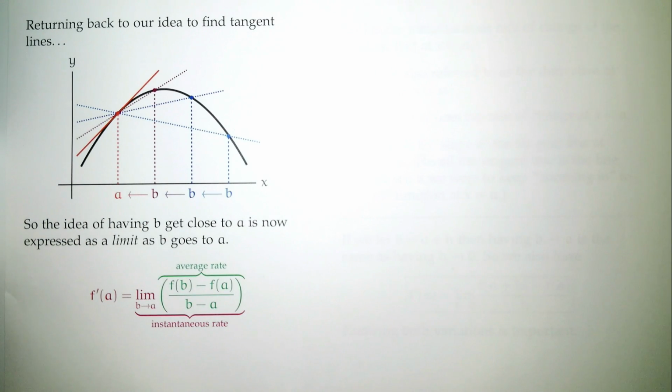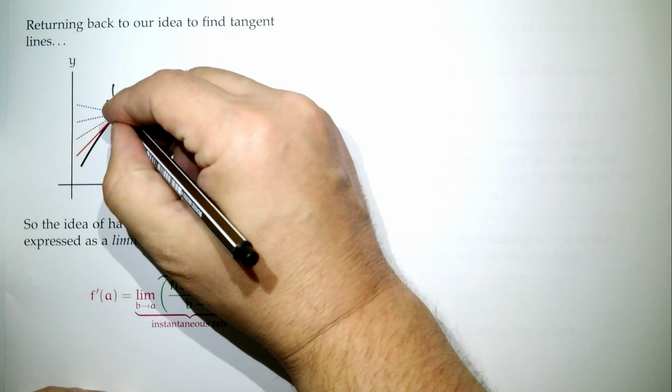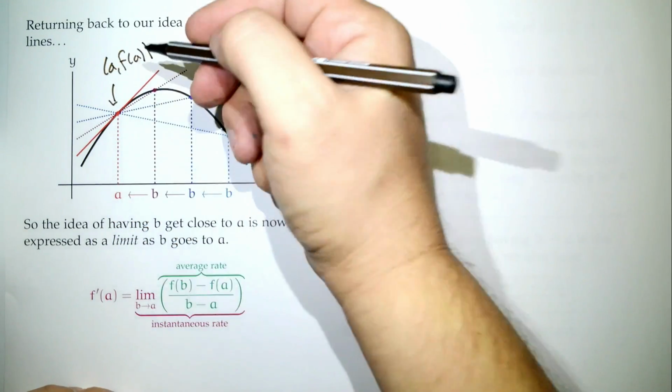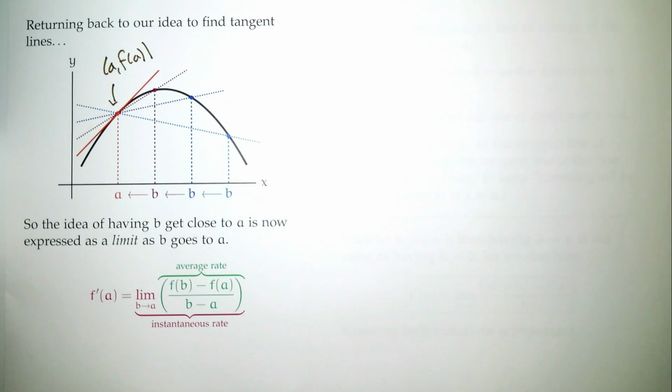And now we are trying to find our tangent line. Well, how do you find the line? You need two pieces of information. You need the point, and that's a freebie. So the point of our tangent line, which is this point up here, is always going to be A comma f of A.